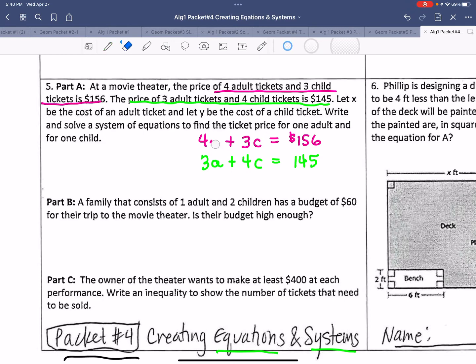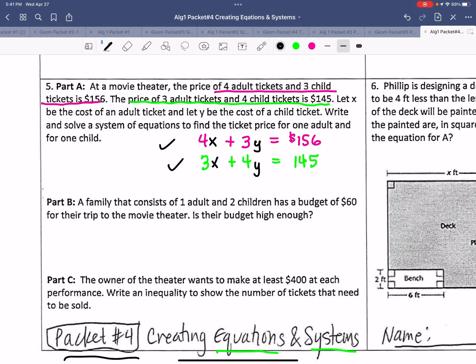Okay, so instead of A for adult, they'd like me to use the letter X. No problem. All right, then it says use the letter Y for the cost of the child. So instead of C, I could have also used the letter Y. Okay, so write the equation. Okay, so that's the equation based on the information provided.